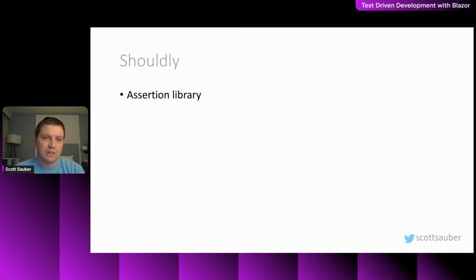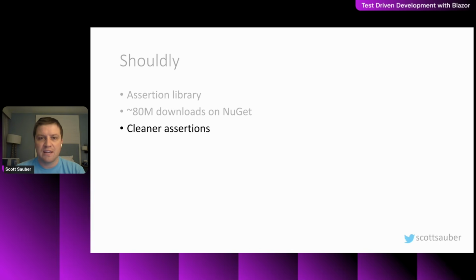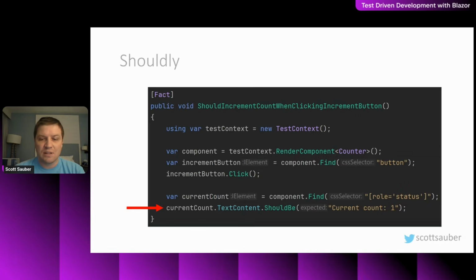Where Shouldly comes in, this is a library that I use. That's an assertion library. It's got roughly 80 million downloads on NuGet, and it usually leads to cleaner assertions, meaning at some point in the test, you have to assert and say, hey, this is the behavior I expect my application to have. And so where that comes in is at the bottom here.